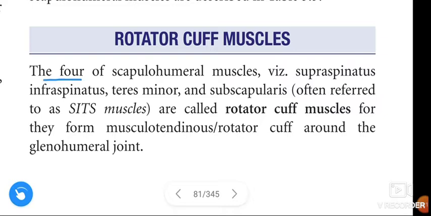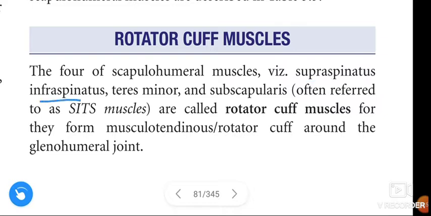The four scapulohumeral muscles are supraspinatus, infraspinatus, teres minor and subscapularis. These four muscles are referred to as SITS muscles, S-I-T-S. These four muscles are also called rotator cuff muscles.